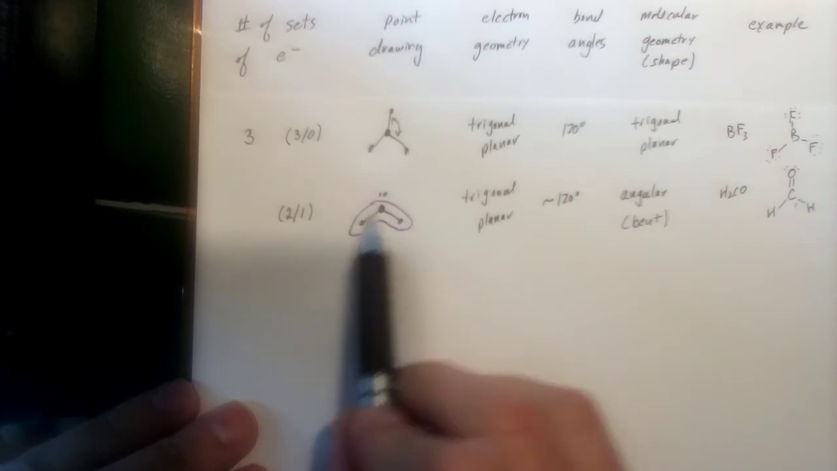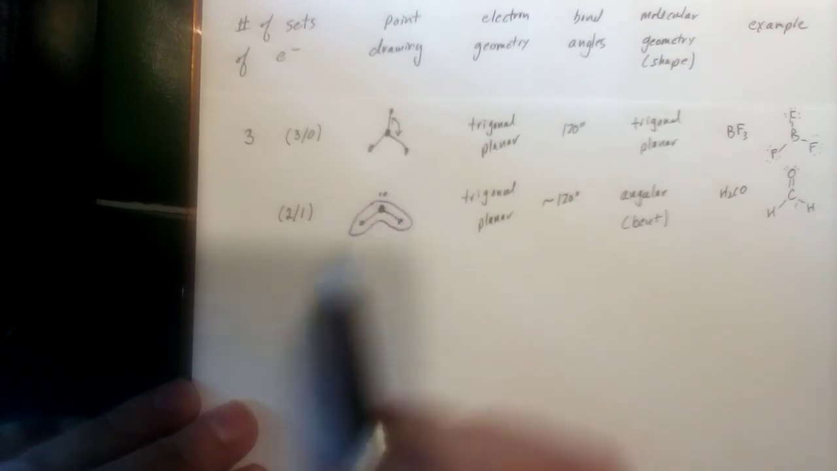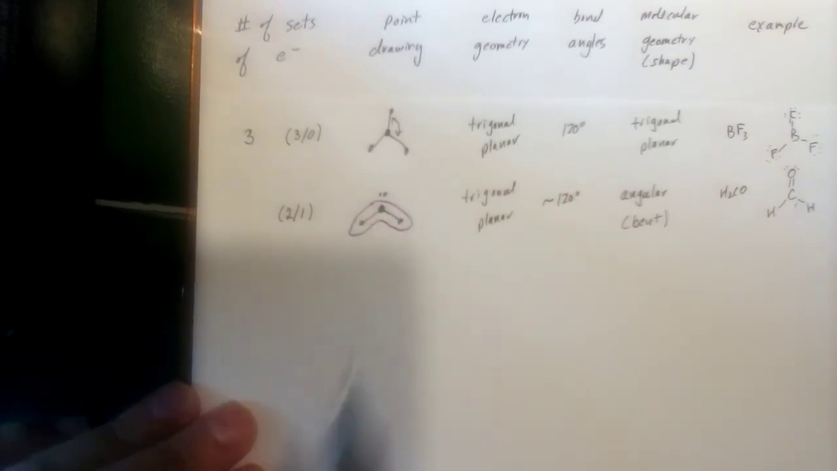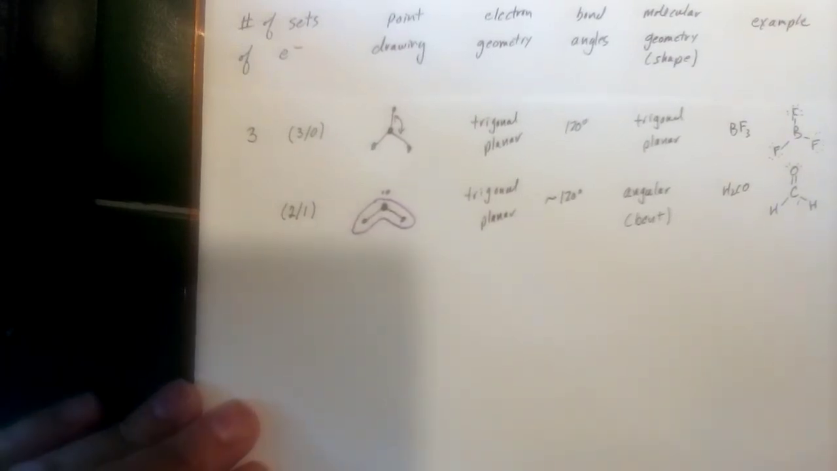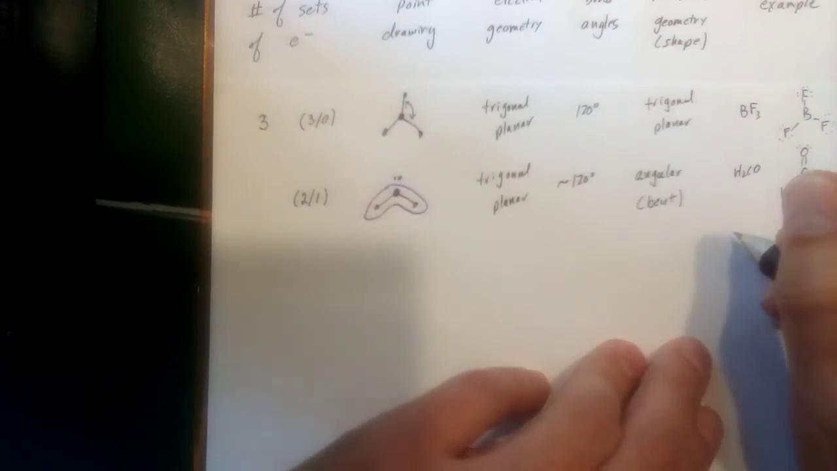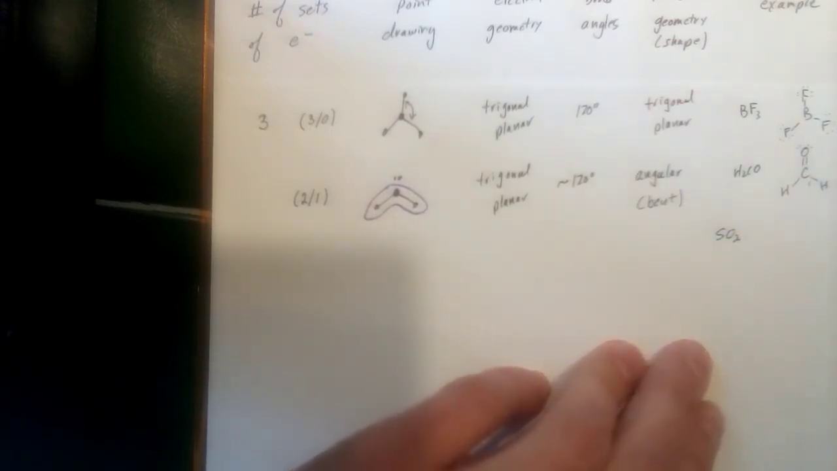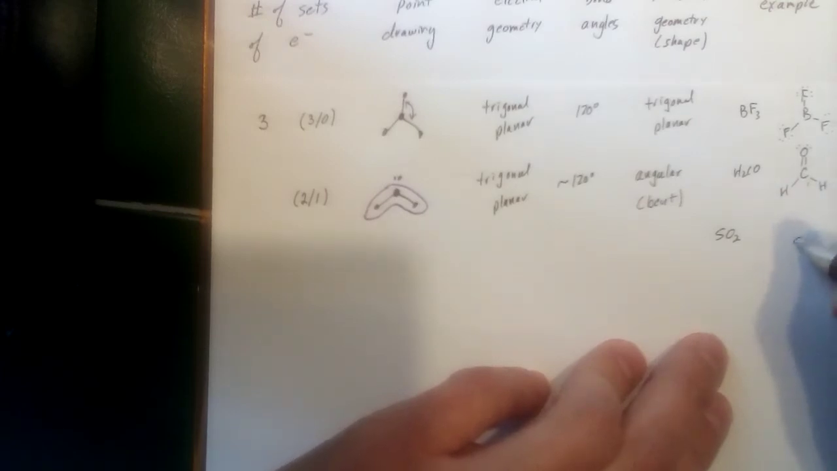Now, to get this particular molecular geometry, we need a central atom that's going to have 2 bonding sets and a lone pair. A good example here would be sulfur dioxide, or SO2. And in this case, we'd have the sulfur in the middle, and what you'd end up with, right?